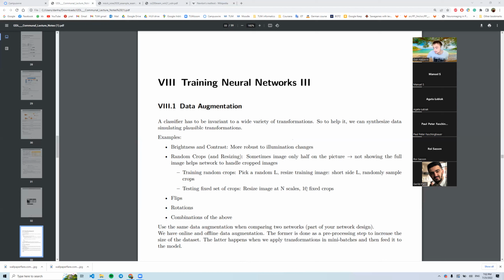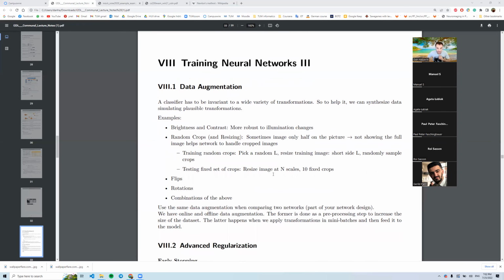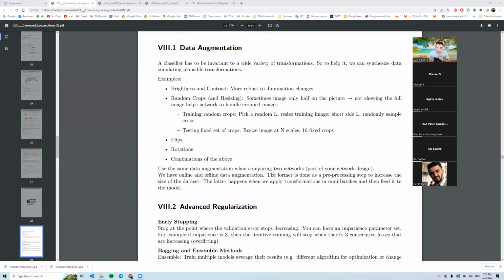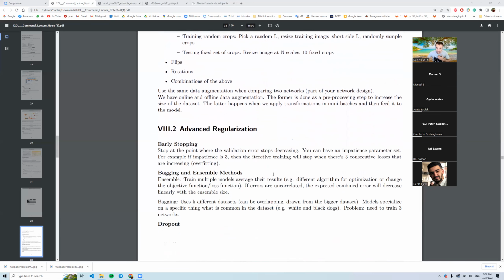If you add more data, you add more data. That's perfect. Okay, about data augmentation, I think that we can move on because there is nothing more to discuss here. Early stopping.